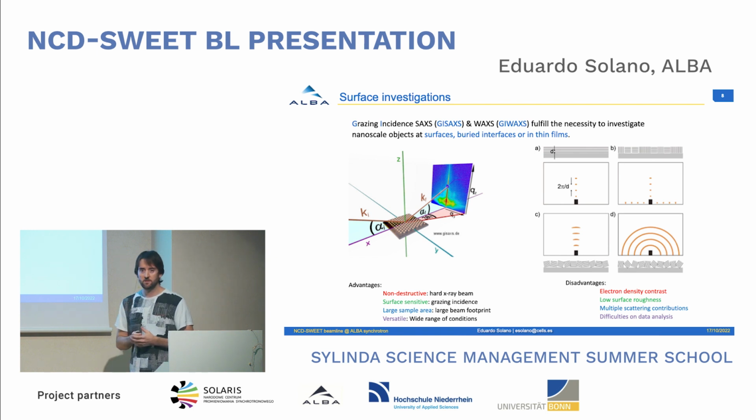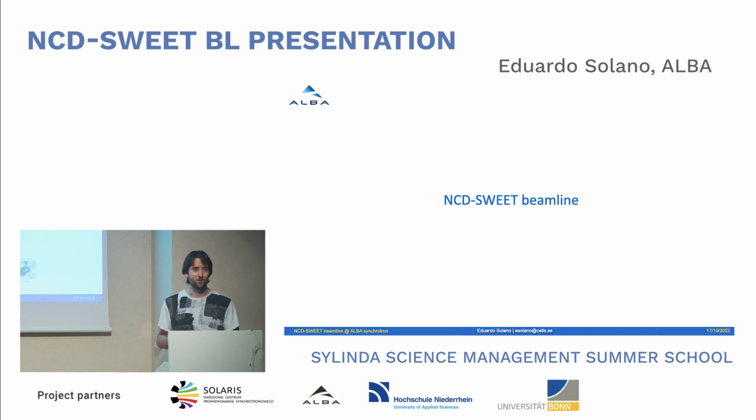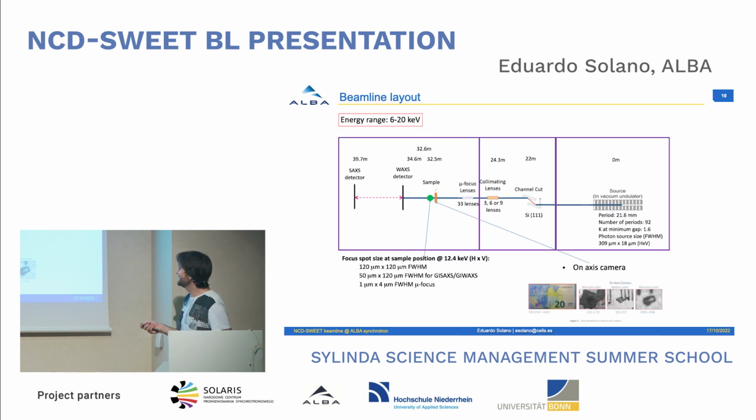So let's see a bit about our beamline. I don't have a fancier plot like Alexander had before, but this is briefly what we have. We have an in-vacuum undulator as a source. Then the X-rays are tuned with a channel cut for an energy range, the working energy range of our beamline, between 6 and 20 kiloelectron volts. I will explain later why we have these constraints.